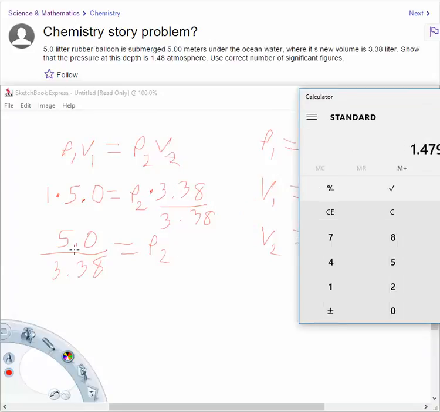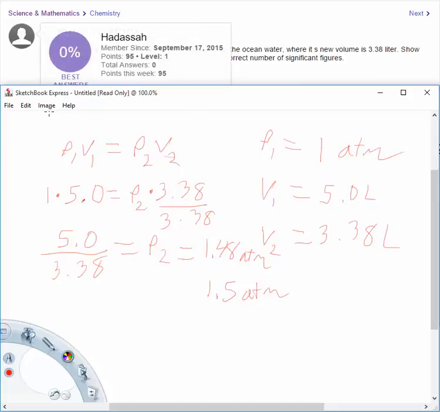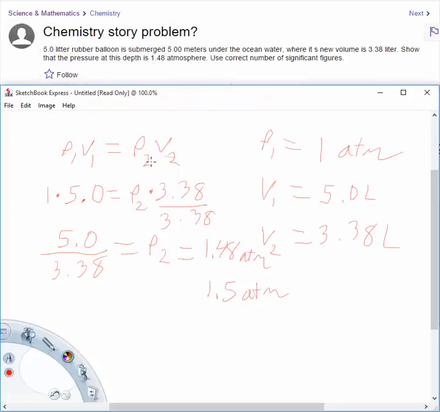So we're going to say, right here, P equal to 1.48 atmospheres. But you know when it says use the correct number of significant figures? Well, the actual correct number of significant figures would be 1.5 atmospheres, because that's 5.0 liters and not 5.00 liters.